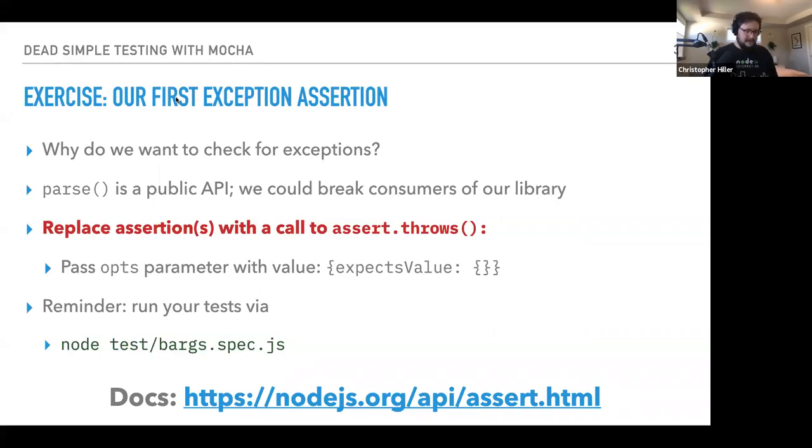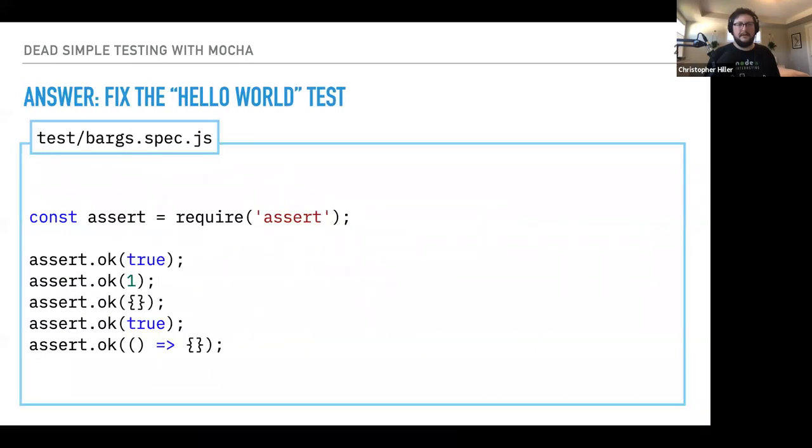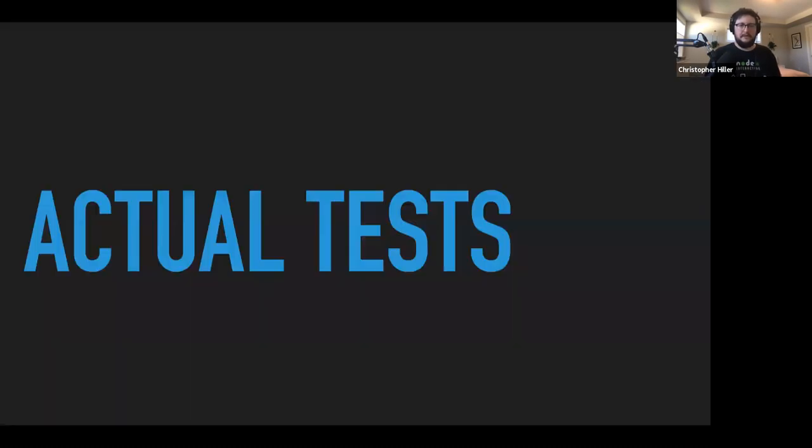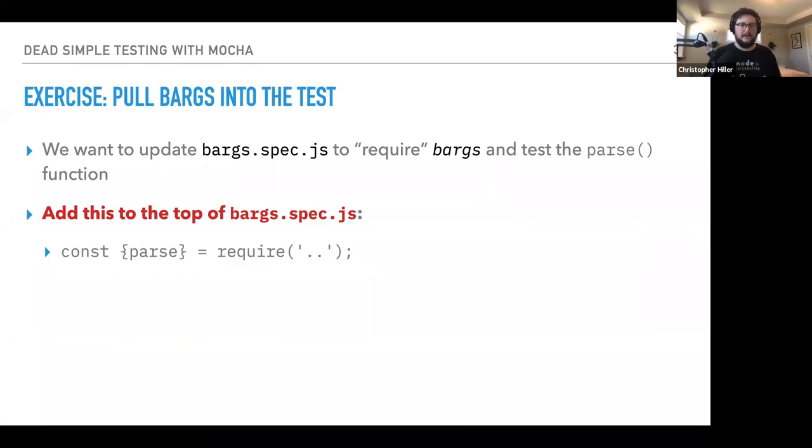We want to go into the 03 actual test directory, and that directory is again a bargs directory. There is a test directory and there is a bargs.spec.js file in there already. And that file contains this. Okay. And so we want to change this. The first thing we want to do is require this parse function. So at the top of this file, which is in the 03 actual tests bargs test, we want to add something like const parse = require. And so it'll go and grab the function out of bargs. There are other ways to do this, but that's how we're doing it here.